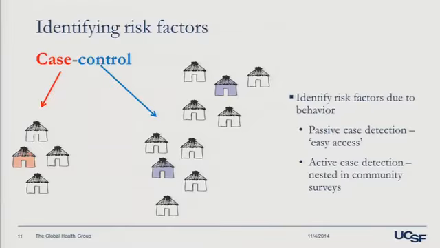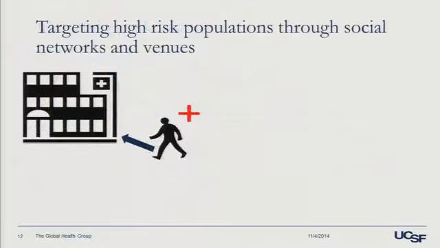And there's a couple different ways you can do this. One of the easiest ways is through the passive surveillance system. So for easy access individuals who are able to get to the facility, we can conduct case control studies by selecting those cases and then matching controls, and Jenny will discuss this further. But then also active case detection potentially, so community-based cases and controls are also important to consider to figure out risk factors.